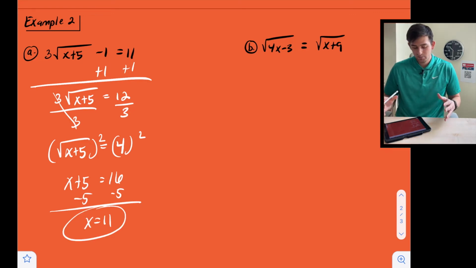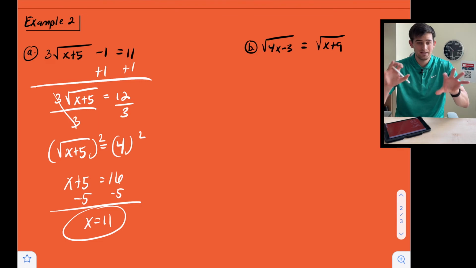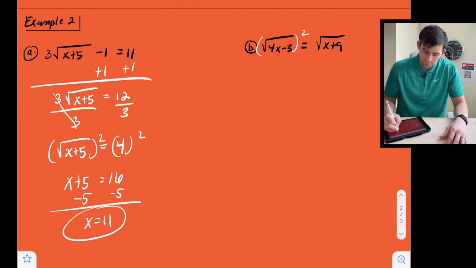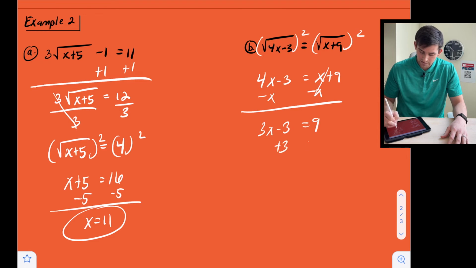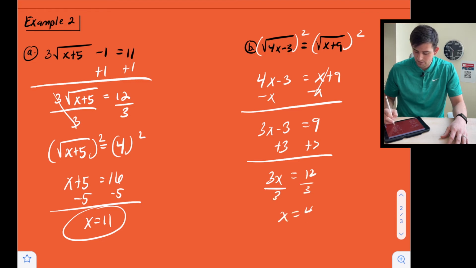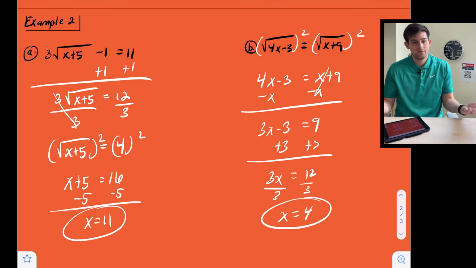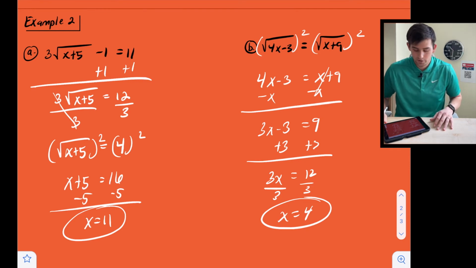Okay. Now let's look at b. Notice here we have a radical on both sides. That's okay. We're just going to raise both sides to a power of 2. All right. So now this just cancels the radical on both sides, and we're left with an equation that has variables on both sides. So let's go about solving this. Let's subtract x to get 3x minus 3 equals 9. Now we can add 3 to combine our constants. So we get 3x equals 12. And lastly, we want to isolate x by dividing both sides by 3. So we get a final answer of x equals 4.